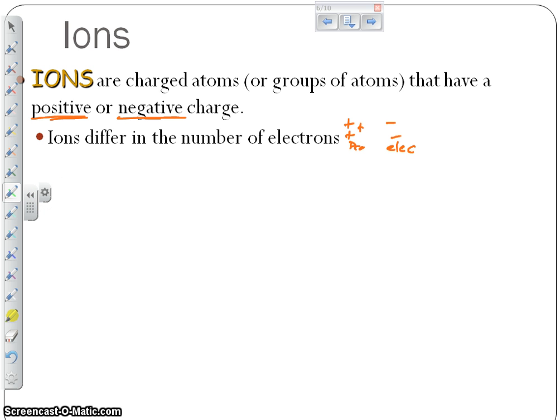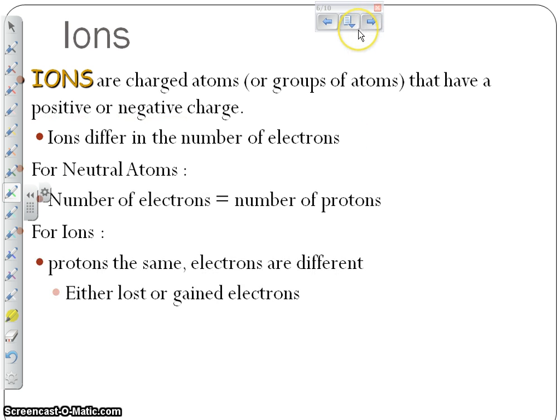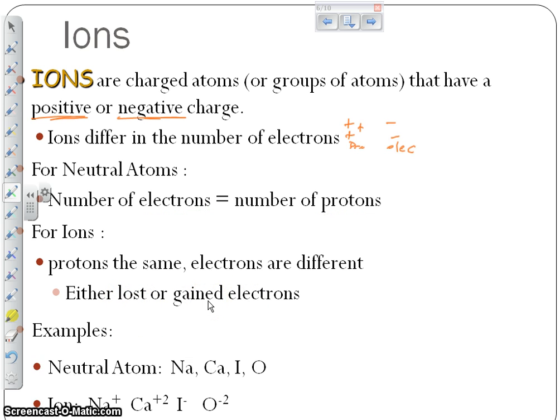So if we go through and think about a neutral atom, the number of electrons equal the number of protons, and we just hit that, with our 3 and 3. But for an ion, the protons are going to be the same, but your electrons are different, and we either gain or lose the electrons, and that's very, very key. So for the neutral atoms, we're never going to list the charge, just sodium, calcium, iodine, oxygen. When we talk about an ion, however, I'm always going to list a charge up in the top right-hand corner. It is always written in the top right-hand corner.